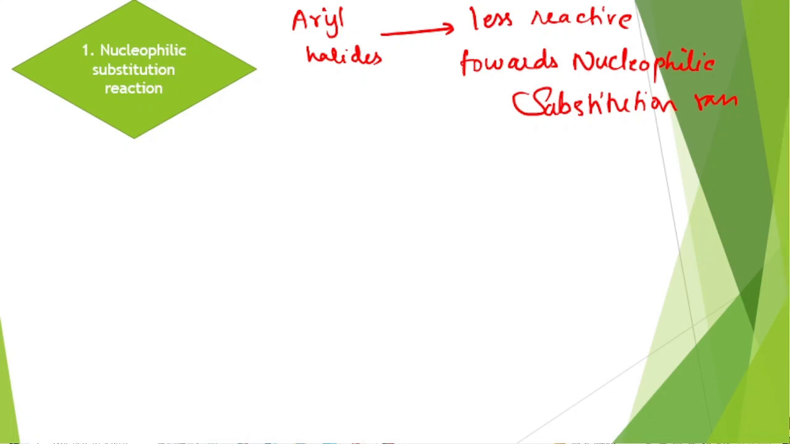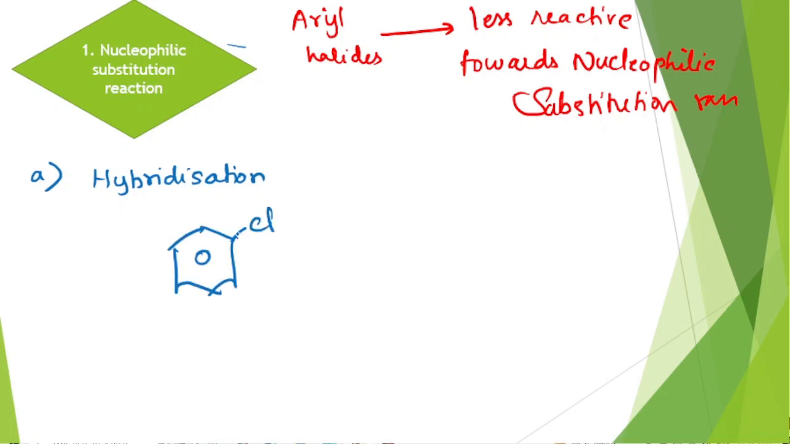Okay. So if you just see the first reason, A1 is hybridization. When you talk about the aryl halides, you have the benzene ring and you have the Cl attached. So what is the hybridization of this carbon? For all the carbons, the hybridization is sp2 hybridization. So this can also be one of the reasons for being less reactive towards nucleophilic substitution reaction.